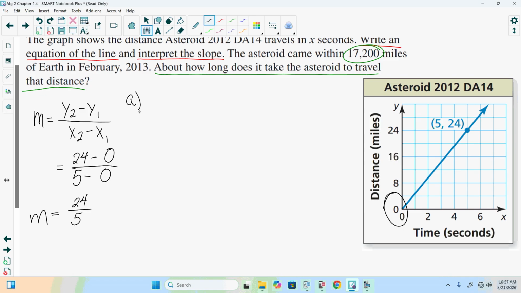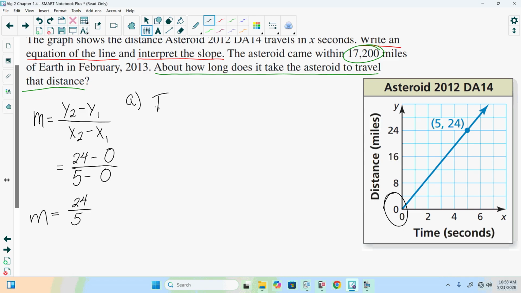The y value, the number on top, is associated with the y-axis, yes? And according to the chart, the y-axis is what? Distance in miles, yes? Our x values are time in seconds. So if we look at this, we're 24 over 5. So for every 24 miles, we have 5 seconds, yes? So we could just say, for every 24 miles, it takes us 5 seconds to travel that.